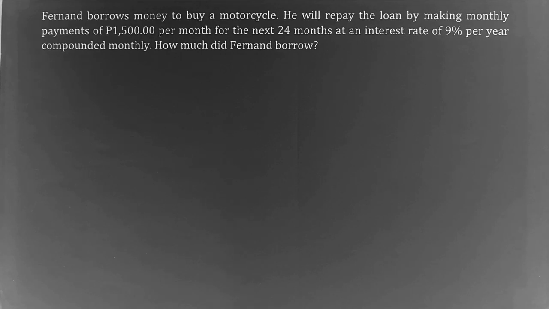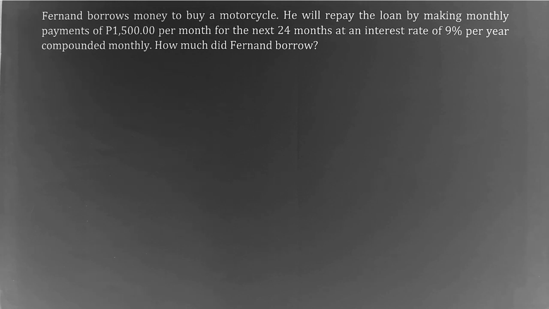Halimbawa, Fernand borrows money to buy a motorcycle. He will repay the loan by making monthly payments of 1,500 pesos per month for the next 24 months at an interest rate of 9% per year compounded monthly. How much did Fernand borrow?